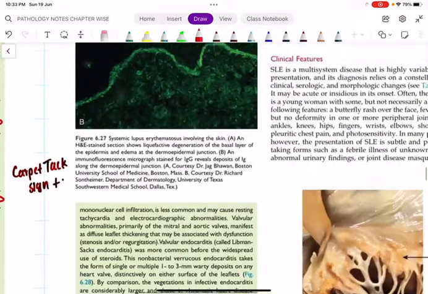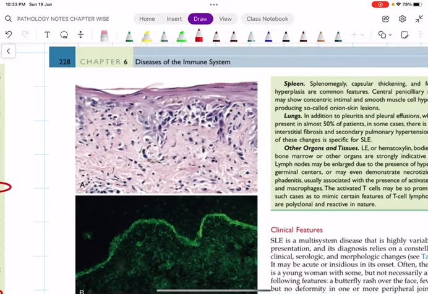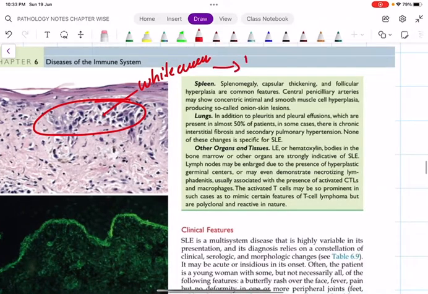Okay, we will see the picture here. See, you can see here, focus this area, you can see some white areas here, and these white areas are nothing else but vacuolar degeneration. This is called vacuolar degeneration.